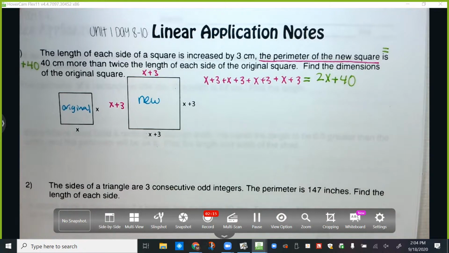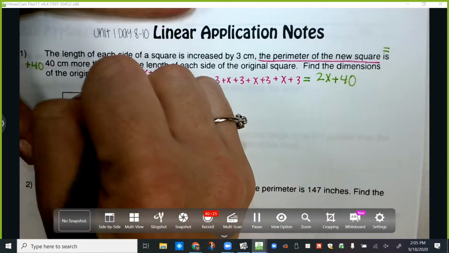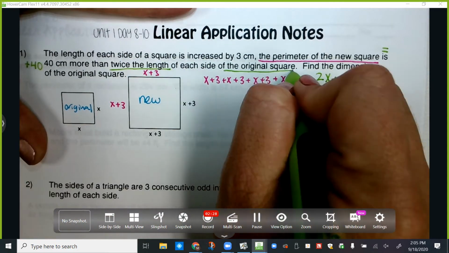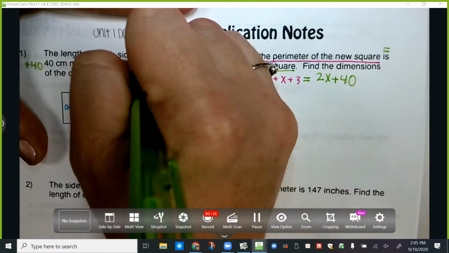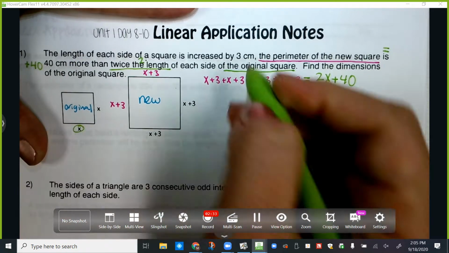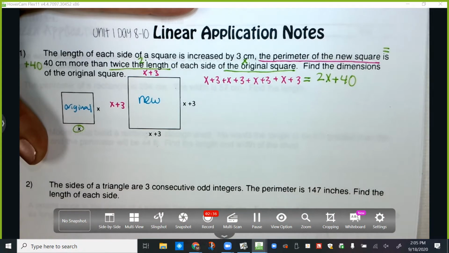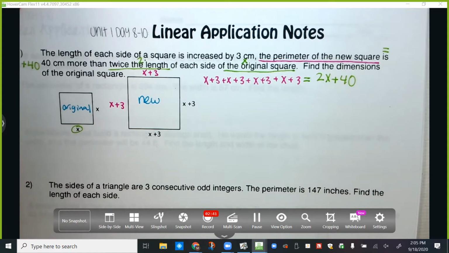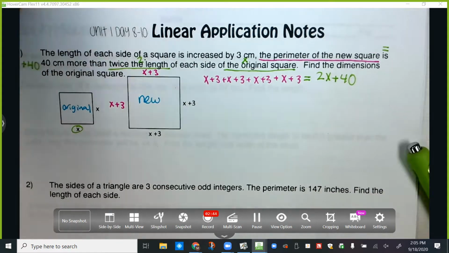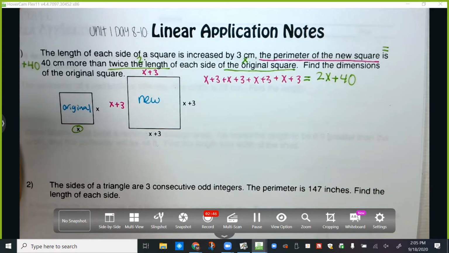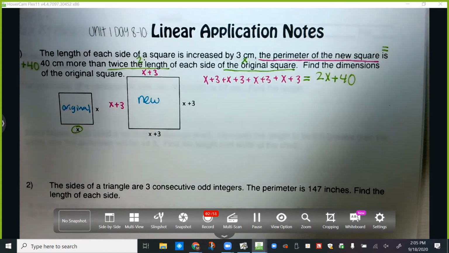Are there any questions with how I got that? When I'm telling you the 2x, it's because it says twice the length of the original square. So twice means 2 times, and x is the original square length. Okay? So knowing that, does it look just like a problem we did last week? Don't you just put a line in between? Yep, we're going to draw our line, and we're going to solve.